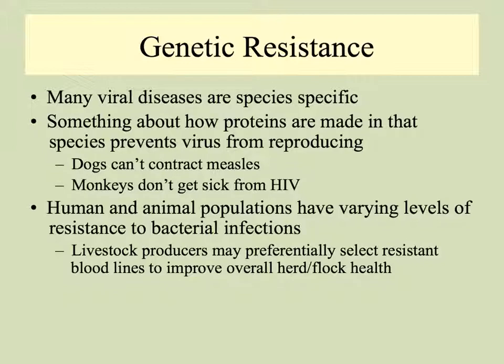The first way that we have a general defense is that we have a genetic resistance against certain diseases. So many viral diseases are very species specific. That's something about how the body of whatever particular species we're talking about makes protein. Remember, viruses are not alive and they have to take over a host cell. So there's something in how the host cell does its protein work that the viruses are not able to get established in that particular species. So we can get measles, we have to get a vaccination to prevent measles, but our dog cannot get measles. So we cannot spread certain diseases from ourselves to our dogs.